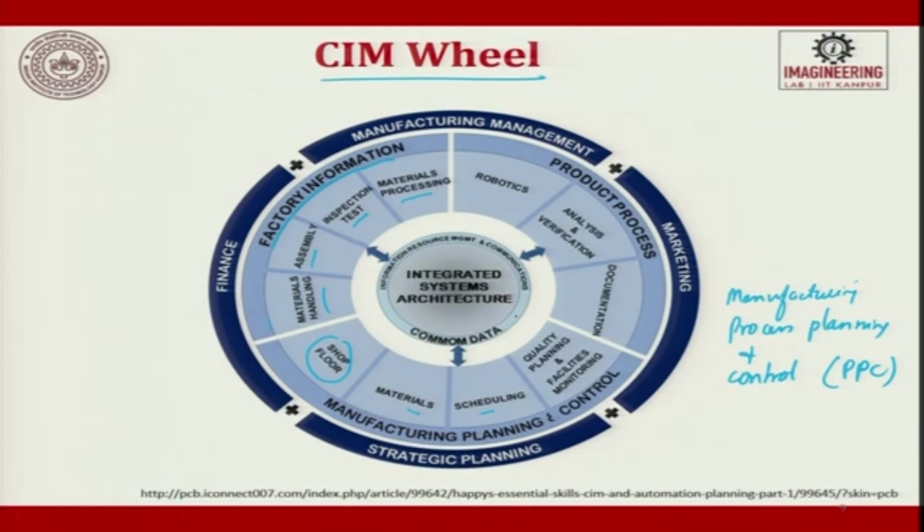As far as the product-related part, we work on product process, which is robotics, analysis and verification, and documentation. These are the three things which come under product process. Why is documentation talked about so much today? When you look at any industry, there will be the first version of a part. This first version gets improvised, so then the second version is released. When was it released? Who released it? That is the documentation they hold.